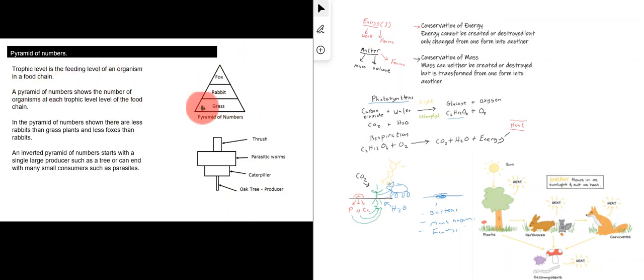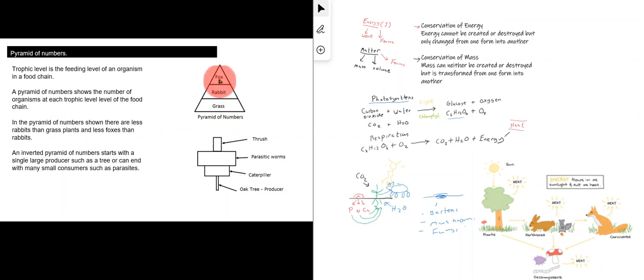So we can think about each of these levels as what are called trophic levels. A pyramid of numbers shows the number of organisms at each trophic level of the food chain. In the pyramid of numbers shown, there are fewer rabbits than grass plants and fewer foxes than rabbits.